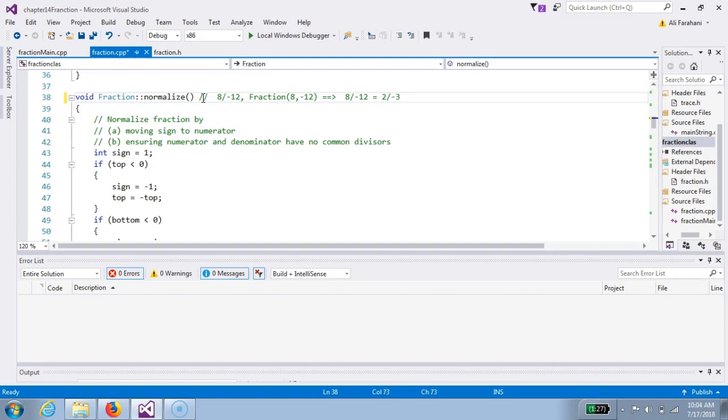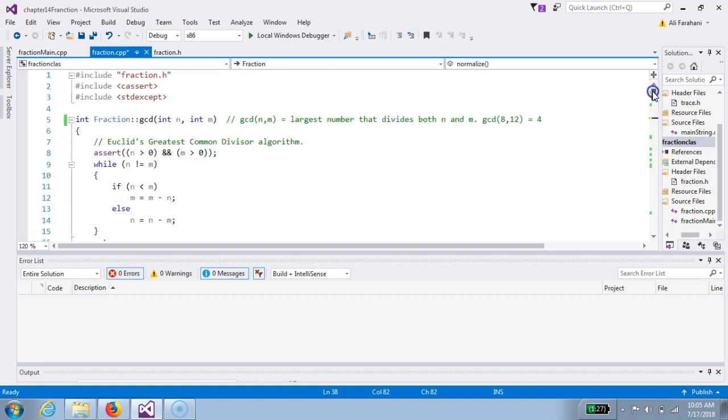That's what it does. But it does one more thing. This normalize function also moves the sign to the numerator. So if you have a fraction such as 2 over negative 3, it turns it to negative 2 over 3. So that's the normalization that's going to take place. So once again, if you create a fraction such as 8 being the top number and negative 12 the bottom number, the normalize function will reduce it to negative 2/3, reduces the fraction and moves the sign to the numerator.